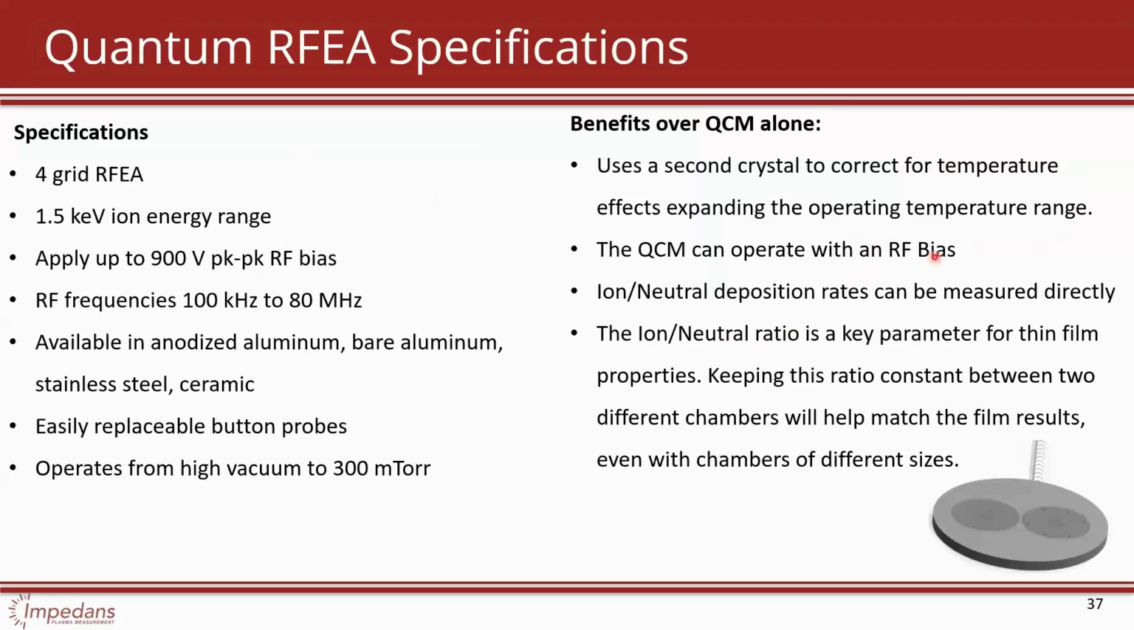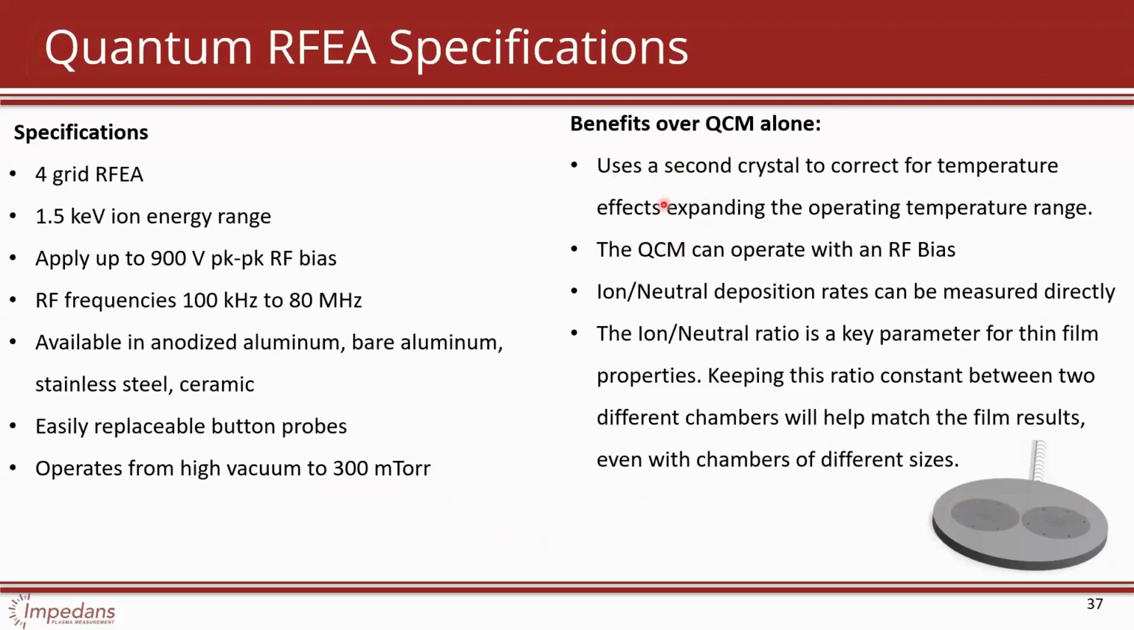So just for the specs really quickly, it's a 4-grid RFEA. It can actually go to 2 kV now. We've extended the range, so it's a 2 kV ion energy range. And you can apply up to 900 volts peak-to-peak RF bias directly to it, although in deposition, that's not normally done. But if you're doing biasing, it's safe to apply biases directly to the sensor. And the same idea, easily replaceable buttons. At the moment, the release product is up to 300 millitorr, but as recently as yesterday, I was actually testing a Quantum system up to 1.5 torr. So these do also operate well at high pressures.